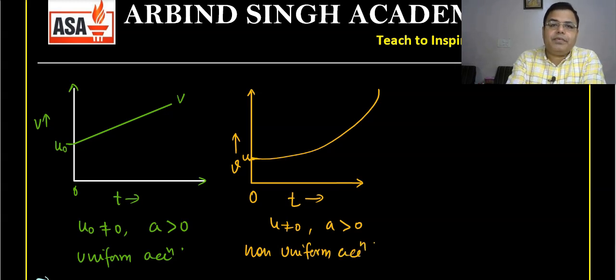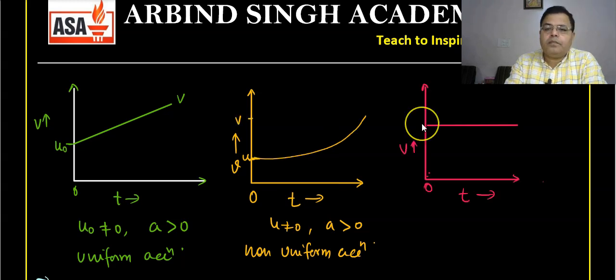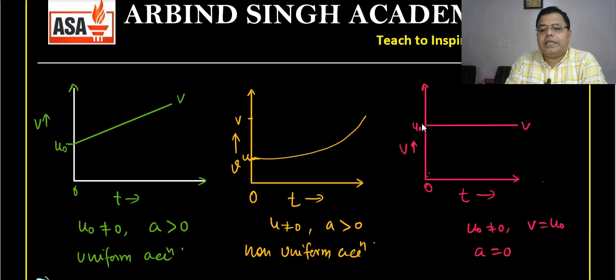Another graph can also be plotted where acceleration is neither increasing nor decreasing, but constant. When the initial velocity u naught is the same as the final velocity, with u naught not equal to zero and v equal to u naught, the acceleration is zero. Here the final velocity is greater than u naught, and that is why it is increasing.